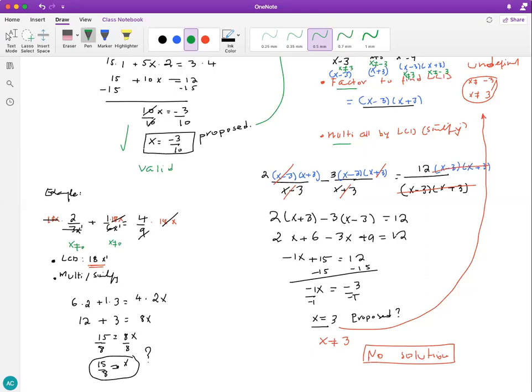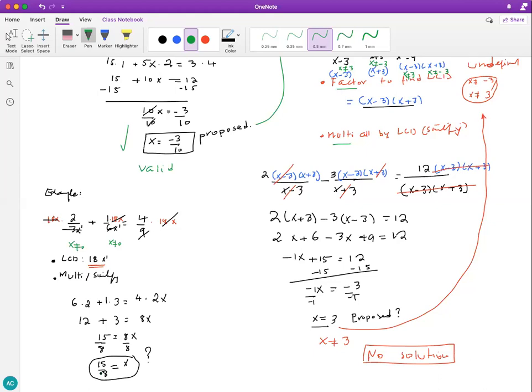Is this one valid or not? 15 over 8? No. Why not? Because x can be 0. Yeah. Okay, x equals 15 over 8. Is it a valid solution or not?